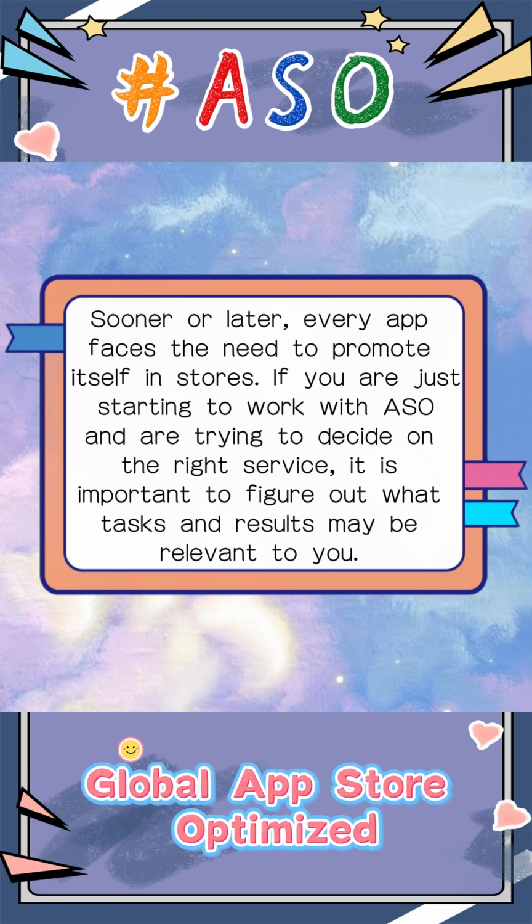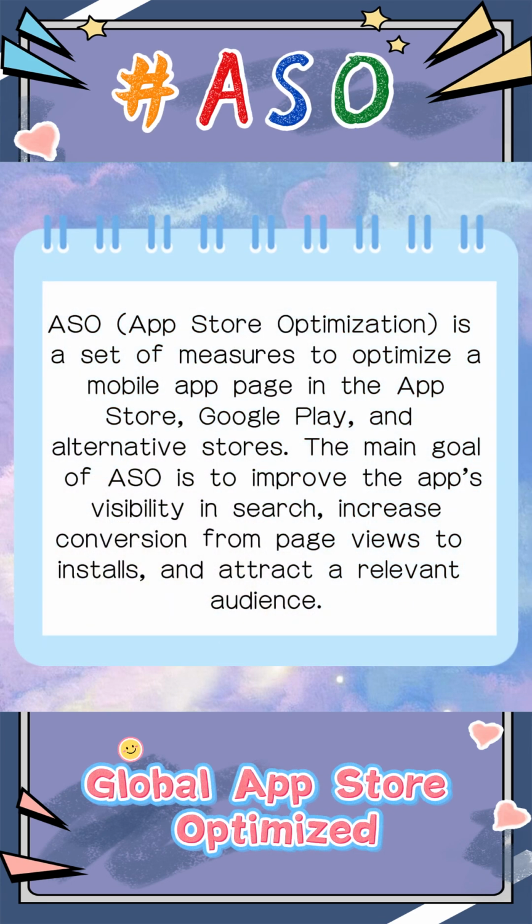If you are just starting to work with ASO and are trying to decide on the right service, it is important to figure out what tasks and results may be relevant to you. ASO, App Store Optimization, is a set of measures to optimize a mobile app page in the App Store, Google Play, and alternative stores. The main goal of ASO is to improve the app's visibility in search, increase conversion from page views to installs, and attract a relevant audience.